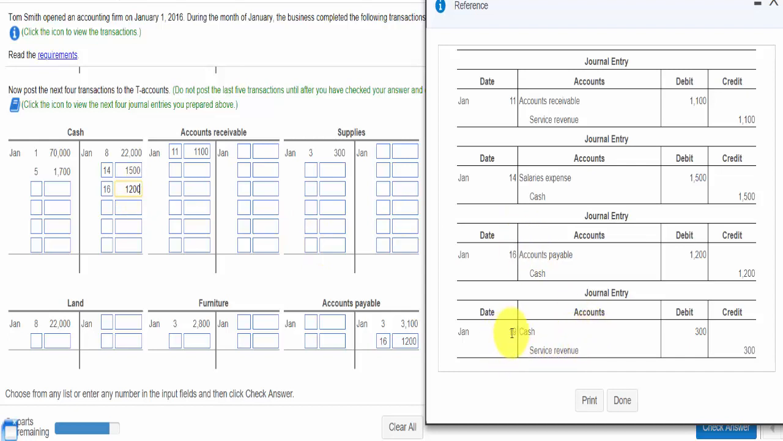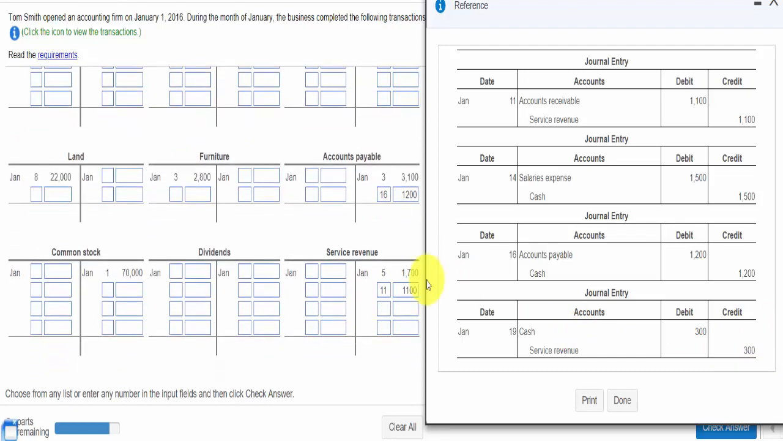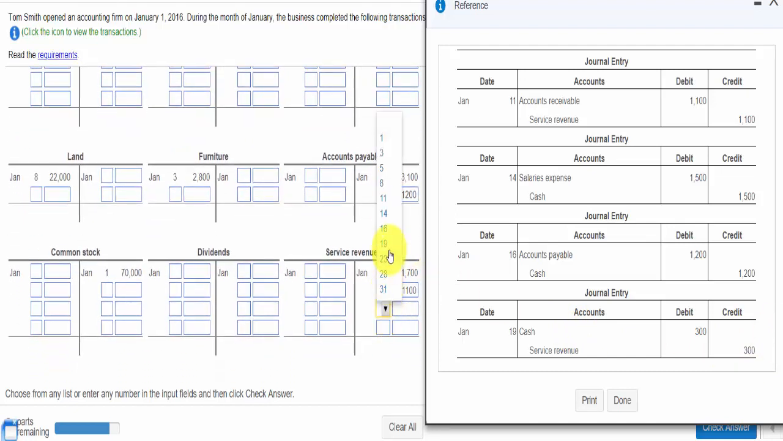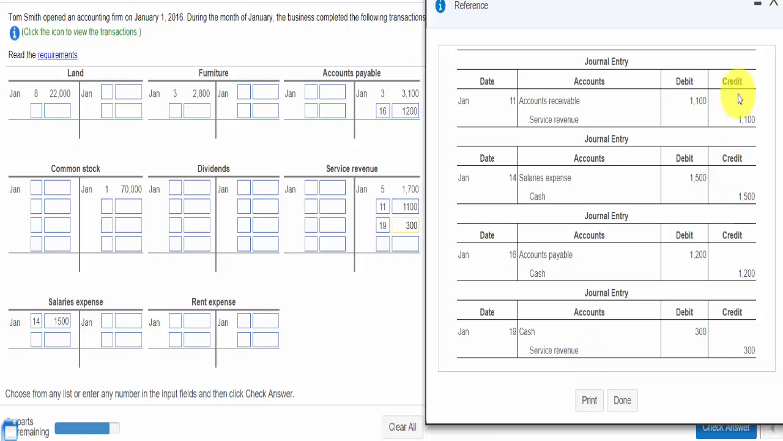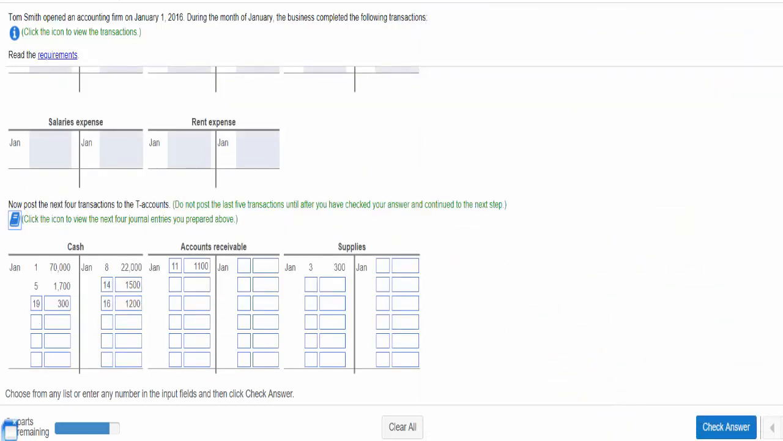Then January 19, cash is debit. Select January 19 and put the cash amount on the debit side, 300, and the service revenue account is credited with 300. We use date 19 in the service revenue account and credit the service revenue account with 300. All these entry amounts are now in, and we are able to check the working.